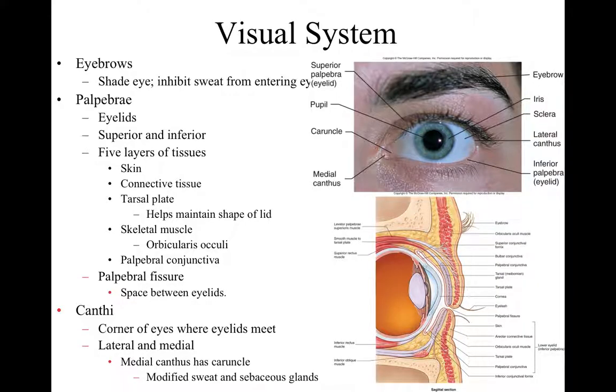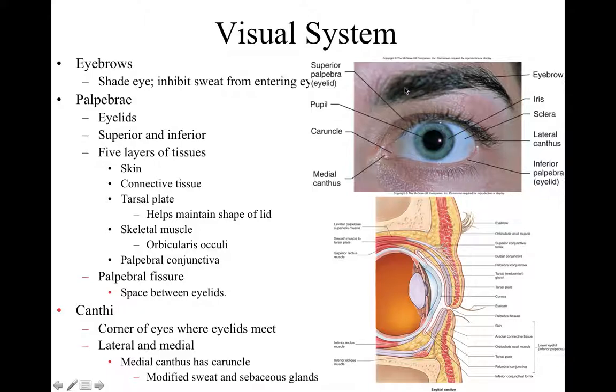Next is the visual system. First, let's take a look at the external anatomy of the eye. First is the eyebrows. The eyebrows sit above the eye opening, or really above the palpebral fissure, which is the gap between the two eyelids.